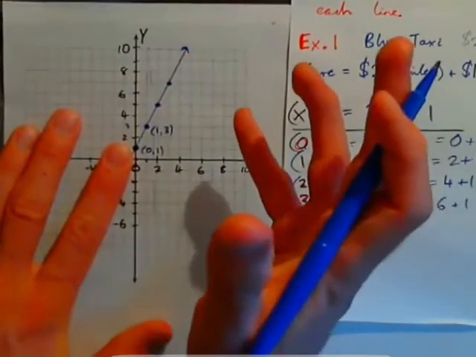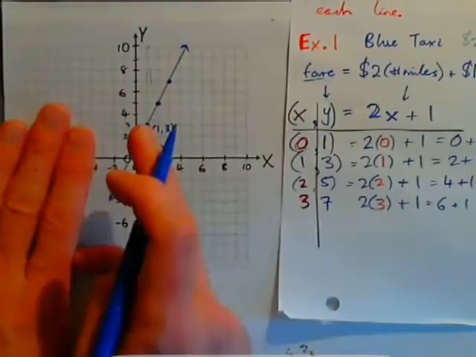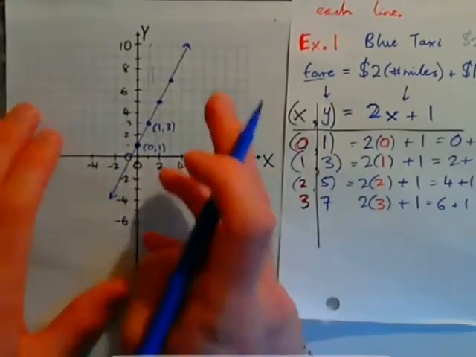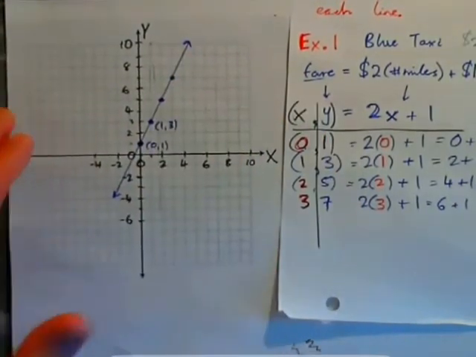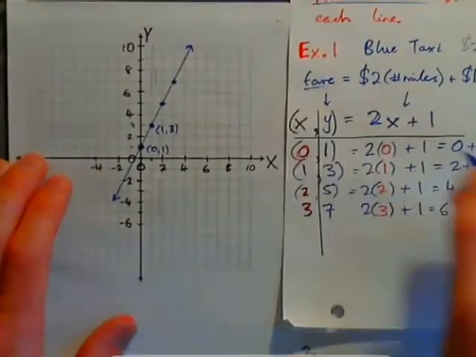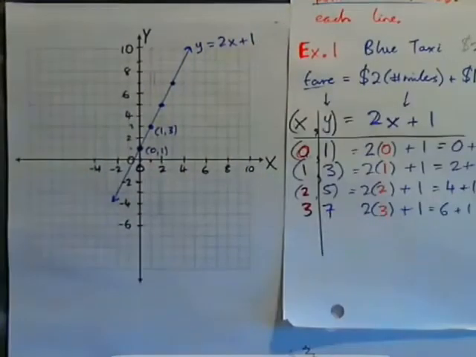But the point of the matter is there are other real life examples where it does go down into the negatives, and we have homework where the lines go into the negatives. So just for fun, we'll make this one go into the negatives as well. We'll imagine that there is such a thing as negative miles, which of course there is not, but we'll just do it for fun. Now we'll label the graph y equals 2x plus 1, okay?